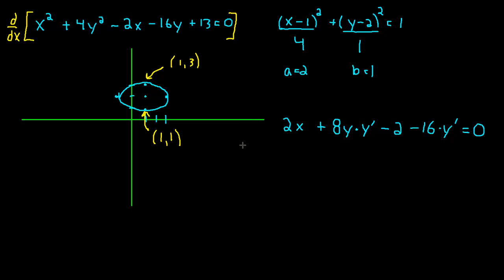Okay, so we've differentiated it, and now what we need to do is gather up our y primes on one side and everything else to the other side. So I gather up those guys, and at the same time I'm going to factor a y prime out, and I'm left with 8y minus 16.